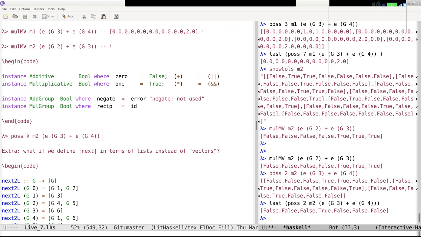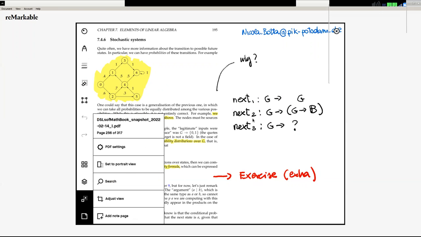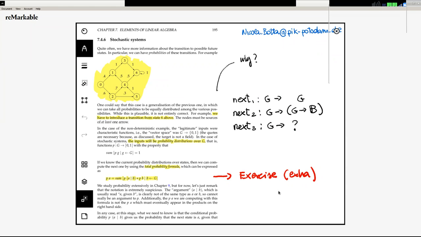So the next application are stochastic systems. So let me go back to stochastic systems. Stochastic systems are, again, something very similar to non-deterministic systems, but this time you have probabilities which are associated to the transitions. And these probabilities have to sum up to one. And so the question is, what is going to be next three in this case? Well, it is going to be something that maps the index set G into probabilities, which is something between zero and one, and that we, as usual, model with real numbers.